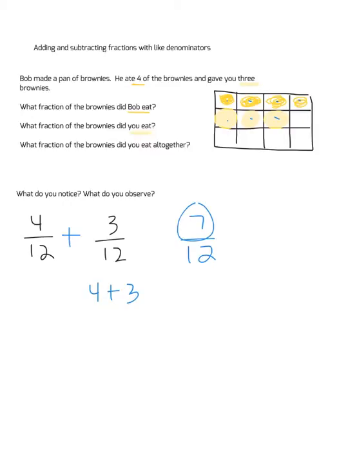And then you might have noticed that the brownie pan is still cut up into 12 brownies. It hasn't changed. So the denominator from here and here has stayed the same. There have been 7 total brownies that have been eaten out of a pan of 12. So 7/12 was eaten altogether.